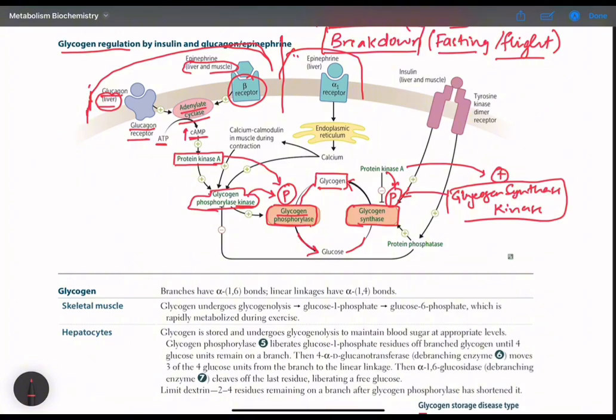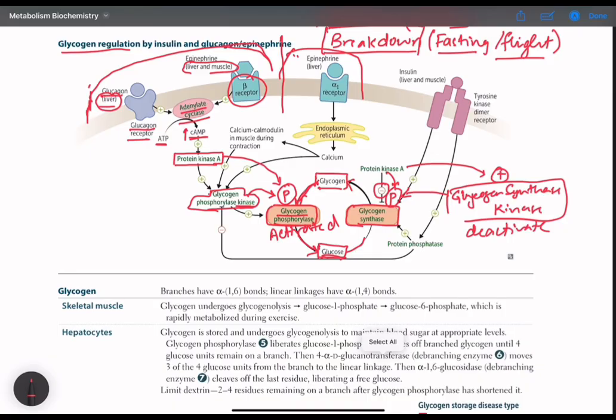But there is a tricky part, or the thing to remember, is that the phosphorylated form of glycogen phosphorylase is activated, while the phosphorylated form of glycogen synthase is deactivated. So protein kinase A deactivates it. So what happens as a result is that glycogen phosphorylase is activated and glycogen is broken down into glucose, while the counterpart enzyme, glycogen synthase, is inhibited.